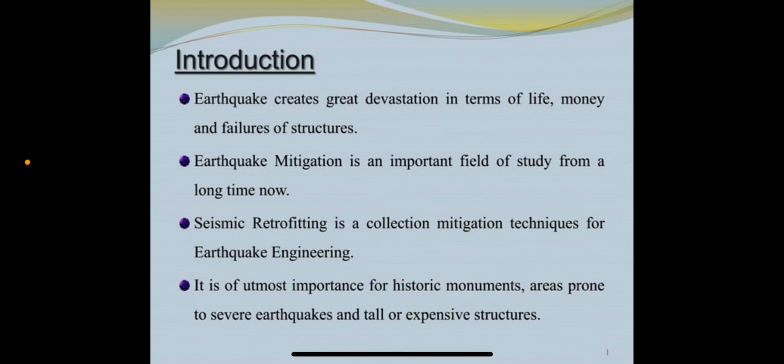Today we are going to discuss seismic retrofitting. Earthquakes create great devastation in terms of life, money and failure of structures. Earthquake mitigation is an important field that has been studied for a long time now. Seismic retrofitting is a collection of mitigation techniques in earthquake engineering. It is of utmost importance for historic monuments, areas prone to severe earthquakes, and tall or expensive structures.